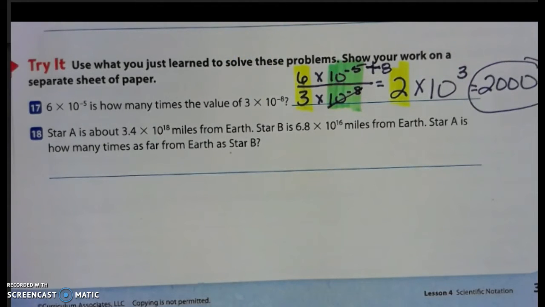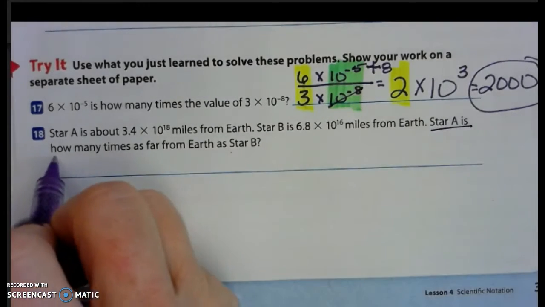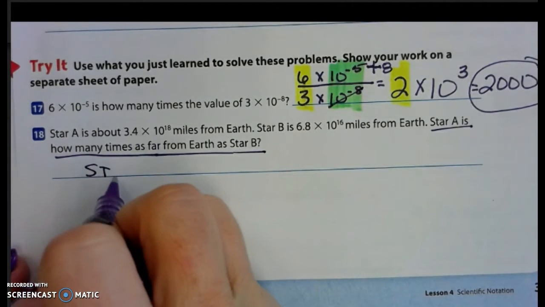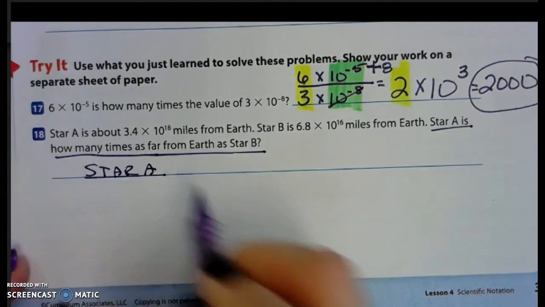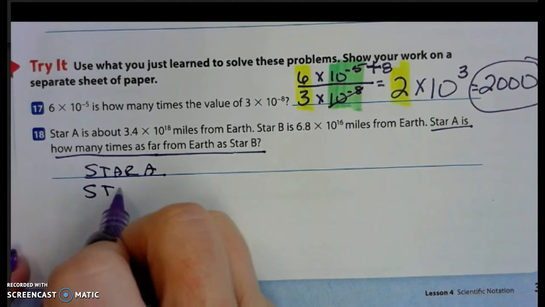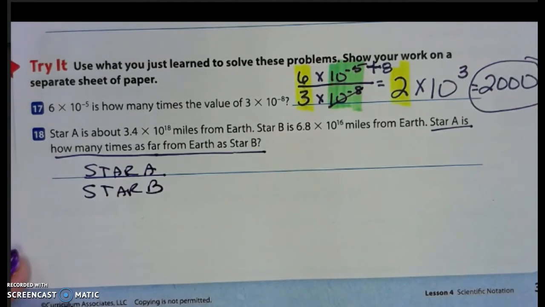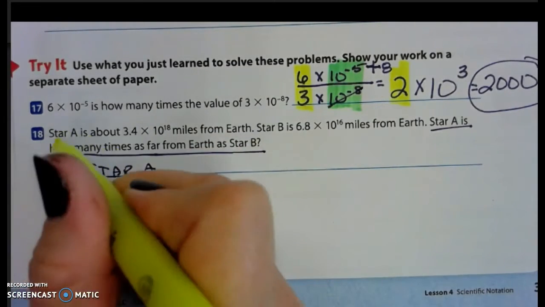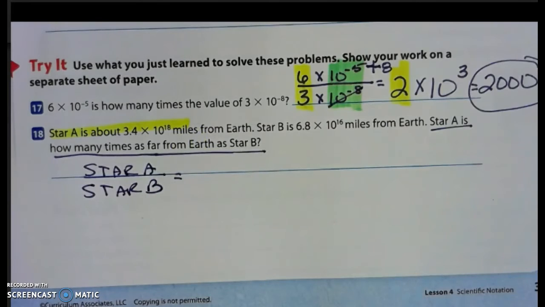Star A is about 3.4 times 10 to the 18th miles from Earth. Star B is 6.8 times 10 to the 16 miles from Earth. Star A is how many times as far from Earth as Star B? Now, the way that is worded, it tells me that Star A is farther than Star B. So I'm going to put Star A on top. Star A was 3.4 times 10 to the 18th.